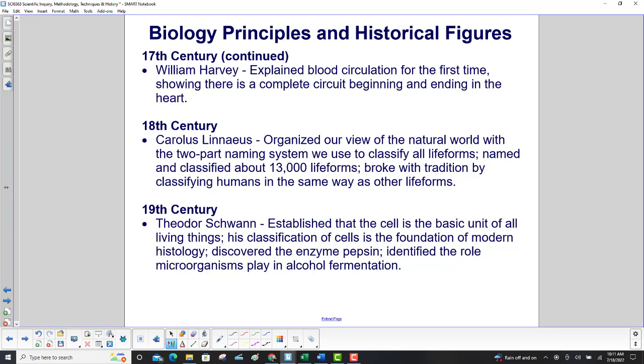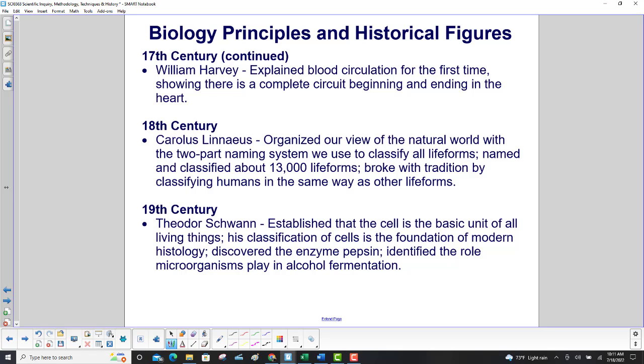18th century, Carolus Linnaeus organized our view of the natural world with the two-part naming system that we use to classify all life forms. He named and classified about 13,000 life forms, and broke with tradition by classifying humans in the same way as other life forms.